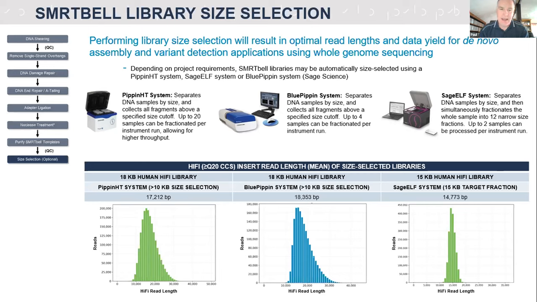So there's equipment to do this from Sage Science, their Pippin HT or their Blue Pippin system or the Sage Elf, able to do very accurate size selection for your molecules. You certainly want to get rid of your short stuff. And because you're wanting to generate HiFi data, you don't want the really, really super long pieces of DNA because you're not going to be able to read around those molecules multiple times so easily. So that's important to do.